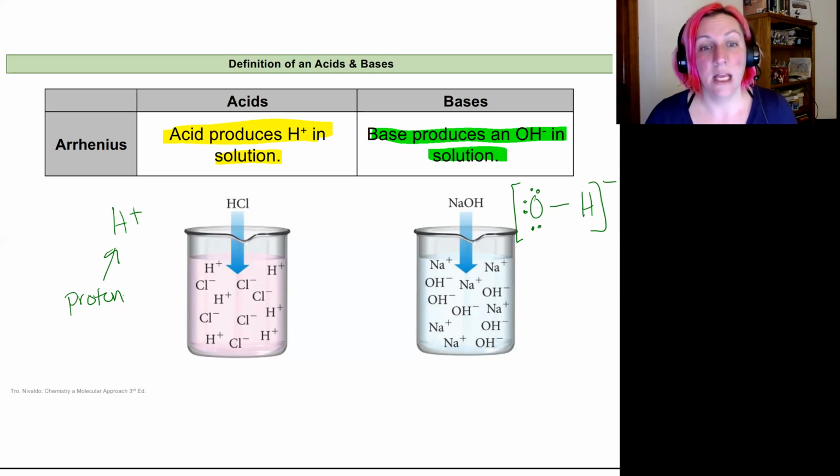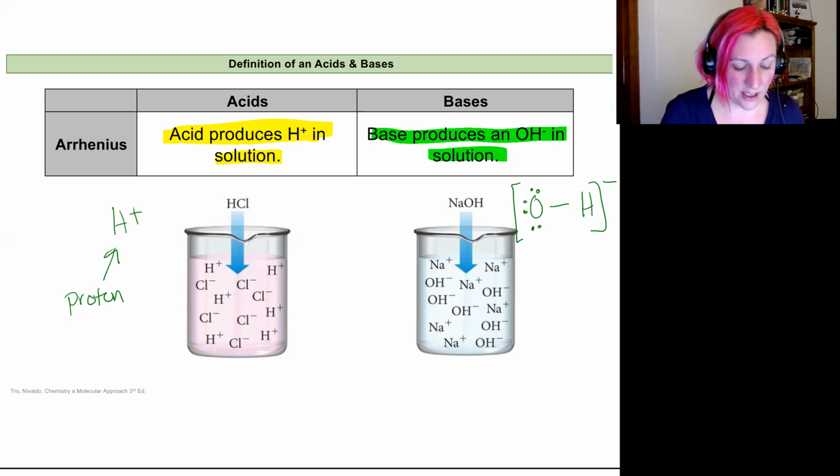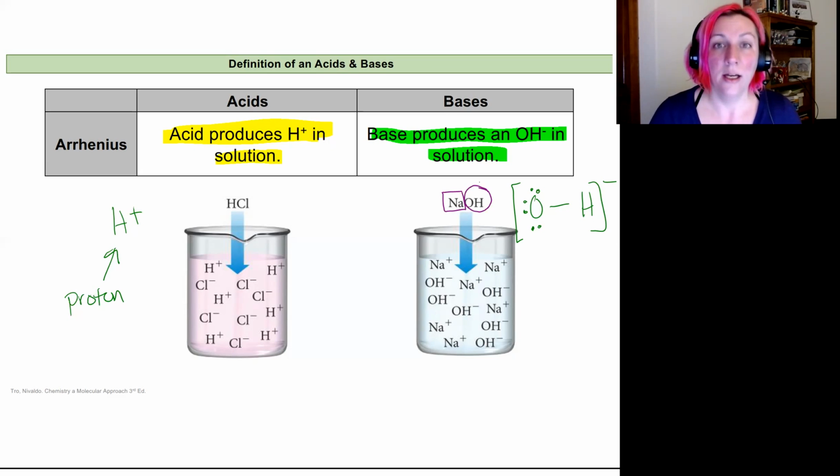Hydrochloric acid, it'll dissociate into H+ ions when it's in solution. And sodium hydroxide, which is an ionic compound, right? And so we have our metal sodium, and then we have our anion, which is the polyatomic ion hydroxide.